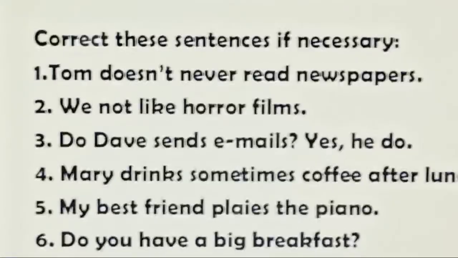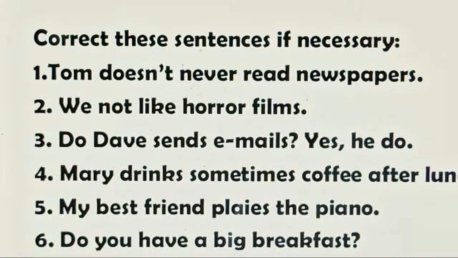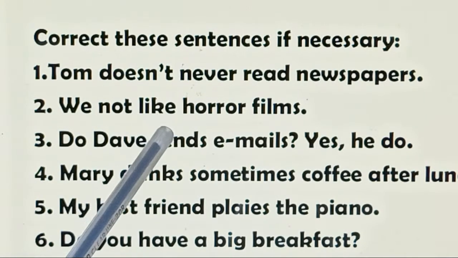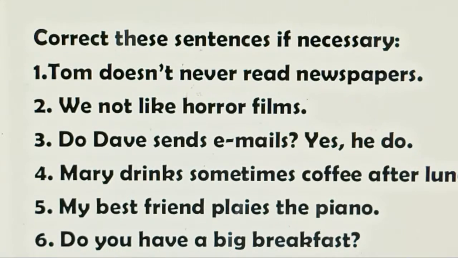Next one, we don't like horror films. We not like horror films. This is a wrong sentence. So how do you correct it? To make a negative sentence in simple present tense, do you remember what I told you? You need to start with do or does before not. So here there is no do or does. So the right answer is, we don't like horror films.